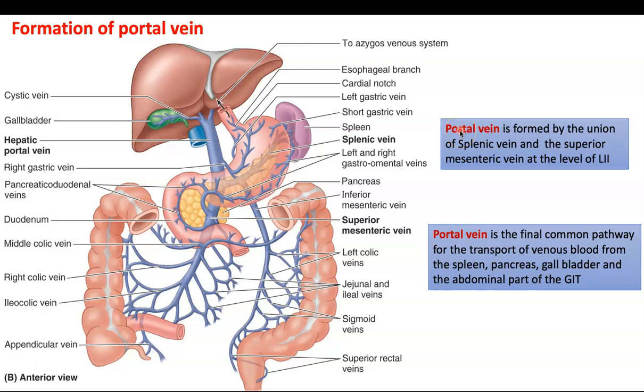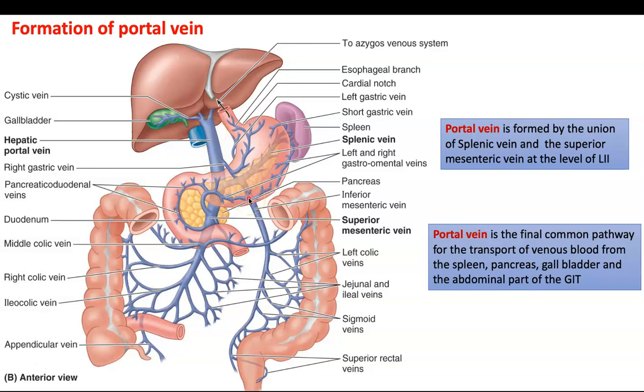Portal vein is formed by the union of splenic vein with the superior mesenteric vein, and inferior mesenteric vein is a tributary to the splenic vein. So the blood from the inferior mesenteric vein joins the splenic vein, and the splenic vein eventually joins the superior mesenteric vein to form the portal vein behind the neck of the pancreas. Okay, and then it travels towards the liver.